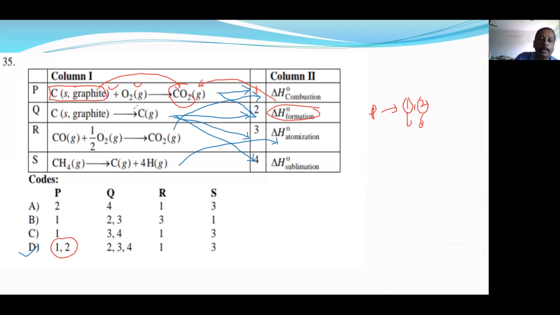But in graphite converted to gas, see, solid converted to gas, therefore sublimation. In gas there are no bonds, so atomization. Therefore, and it is also called formation. Elementary form is converted to substance. So 2, 3, 4. That means likewise you can compare all other options also. It will be 1 2 2 3 4 1 comma 3. Okay. Now let's see the next part.